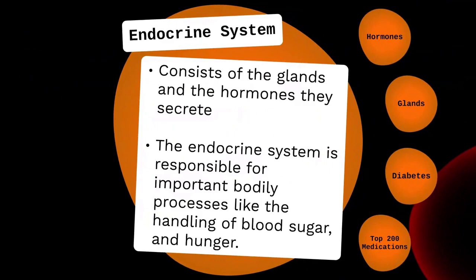We're now going to discuss our endocrine system. This consists of the glands and the hormones that they secrete. The endocrine system is responsible for important bodily processes like the handling of blood sugar and hunger.